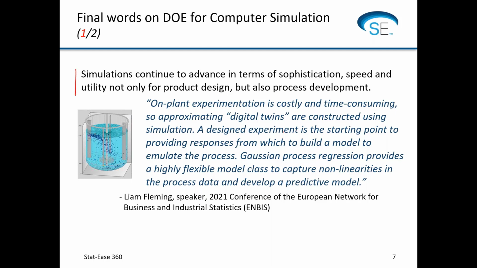these computer simulations. And so I came across this quote from Liam Fleming, who's a graduate PhD student in UK, and he gave a talk for the European Network of Business and Industrial Statistics, ENBIS, on the use of DOE for computer simulations. And he was mentioning how on-plant experimentation is very costly and time-consuming. So approximating digital twins, which I thought was kind of a neat way of describing a simulation, is very useful. And then applying a designed experiment against your simulation, and then using the Gaussian process regression model is going to provide a very useful tool for people that are working on process industries and using these simulations.